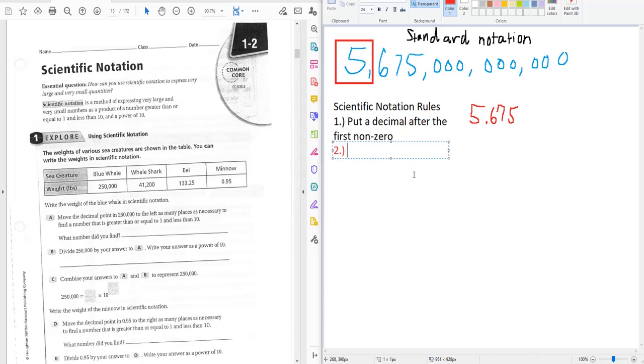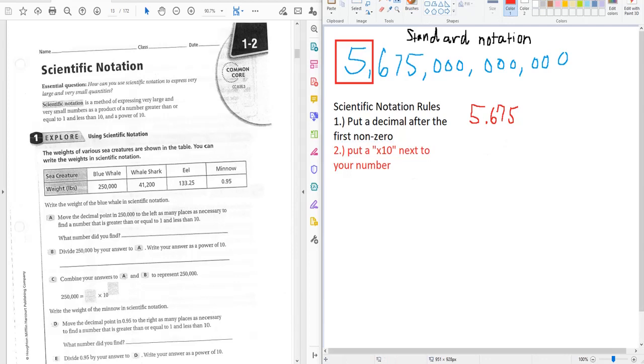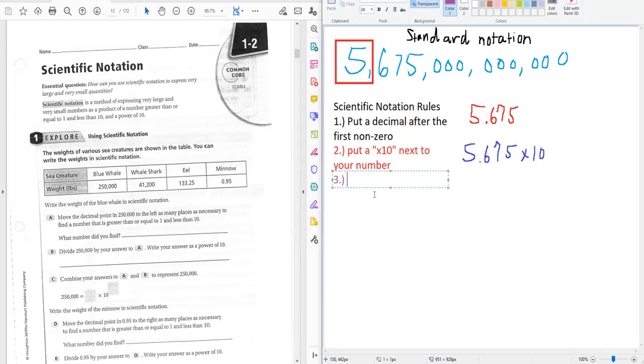Number 2. Put a times 10 next to your number. Okay, simple enough. So if I were to rewrite it, it would go 5.675 times 10. Okay. And then step 3. Step 3 is to put an exponent on the 10 depending on which direction the decimal had to go.